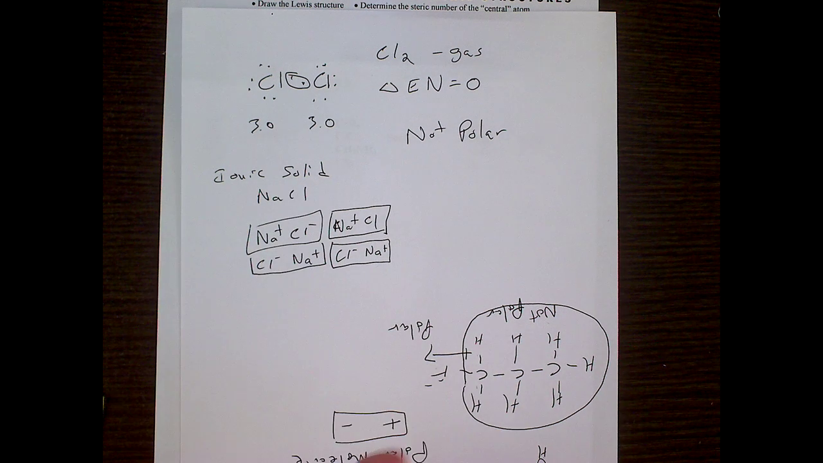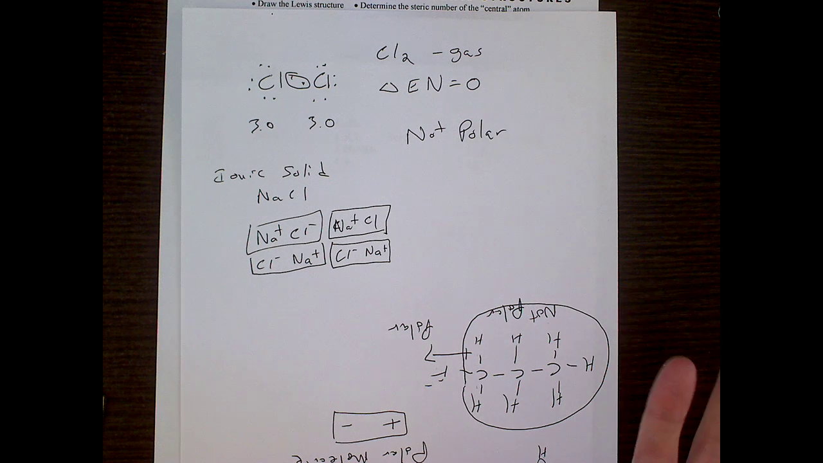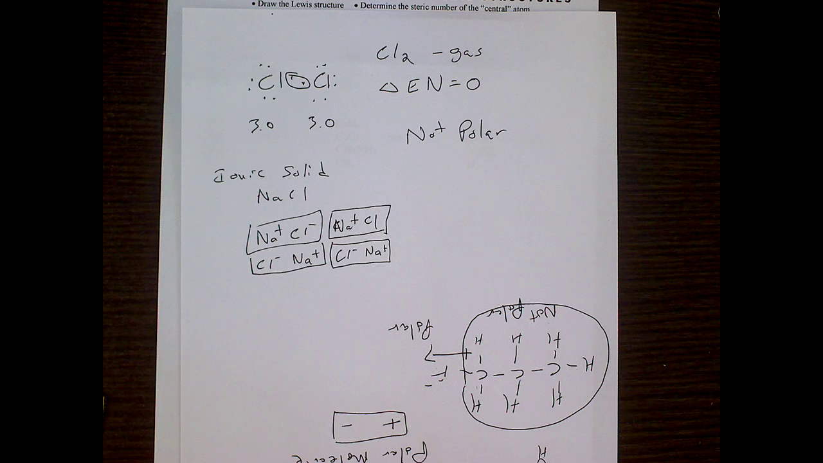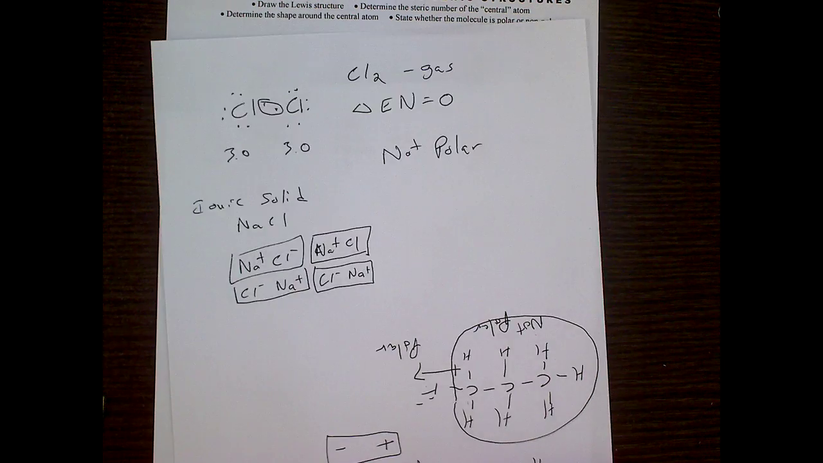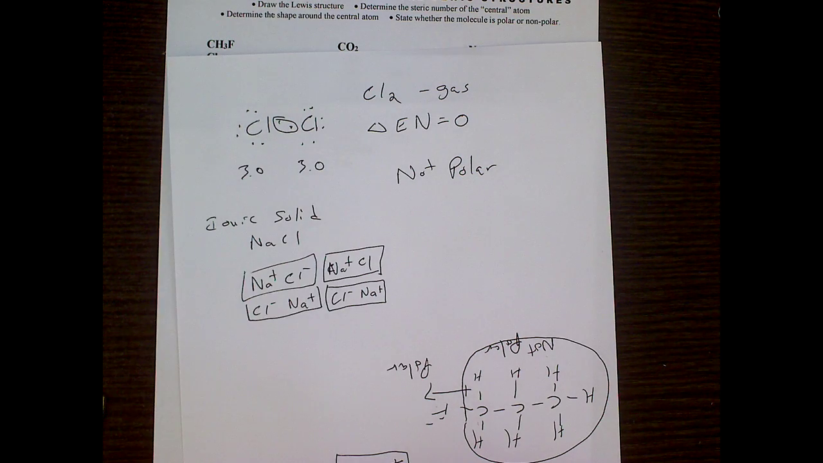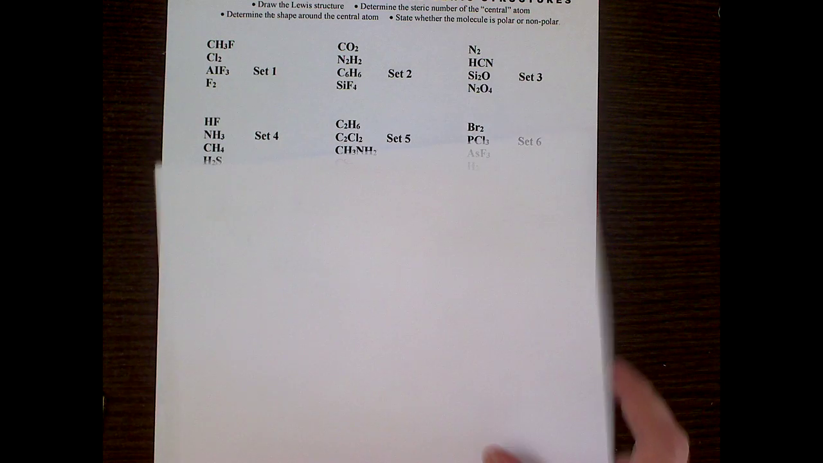So the general rule with polarity and how molecules interact with other molecules is that if it's polar, it's going to stick to other polar things. And if it is nonpolar, those things don't stick to each other quite as well, just like we see here with the chlorine gas. Okay, this one has no shape, because we need at least 3 atoms to have a geometric shape. Let's try a couple more of these.